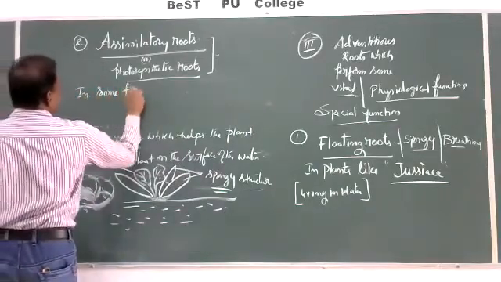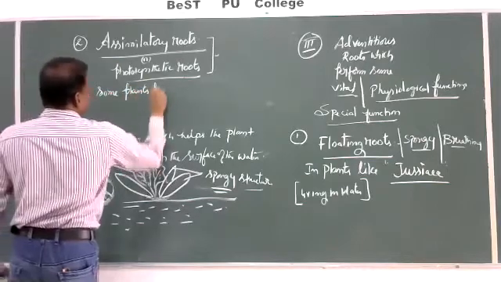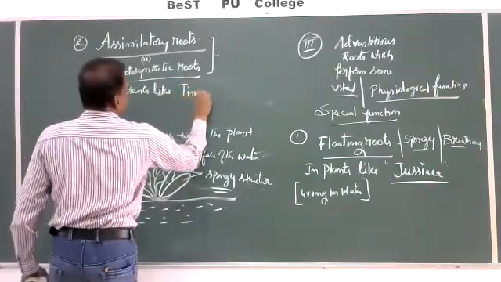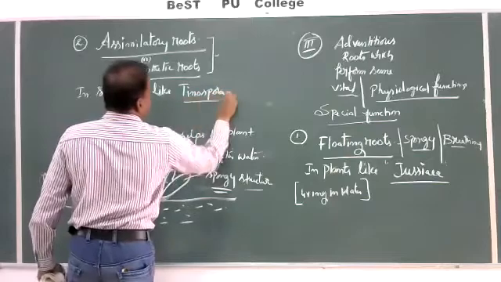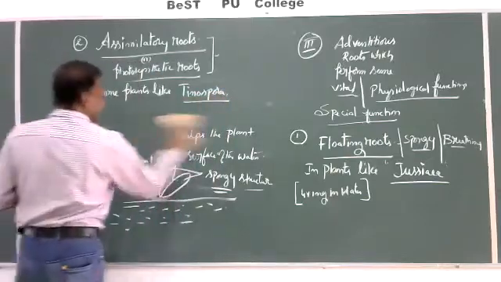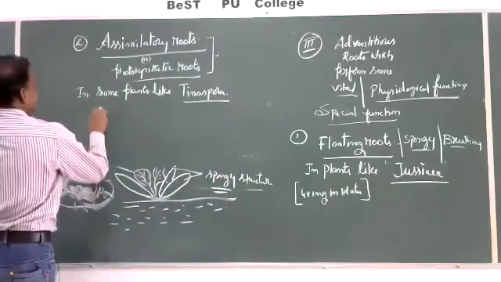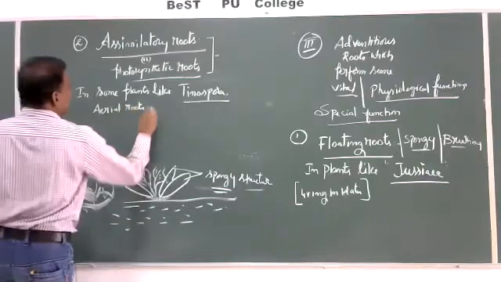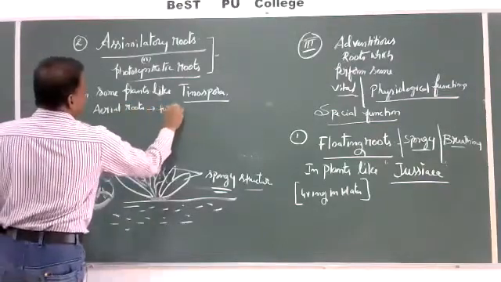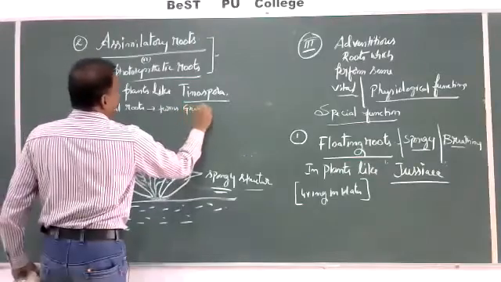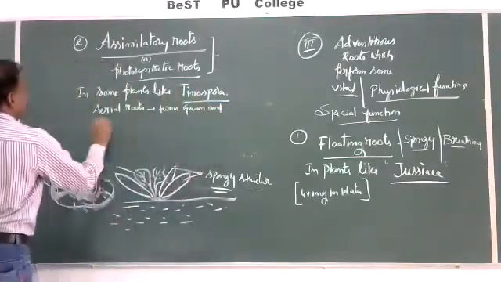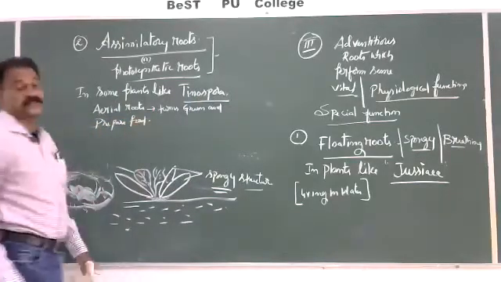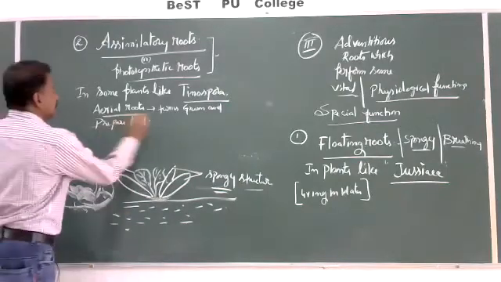In some plants like Ctenospora, aerial roots turn green and prepare food material. So assimilatory roots, aerial roots, this is the concept.